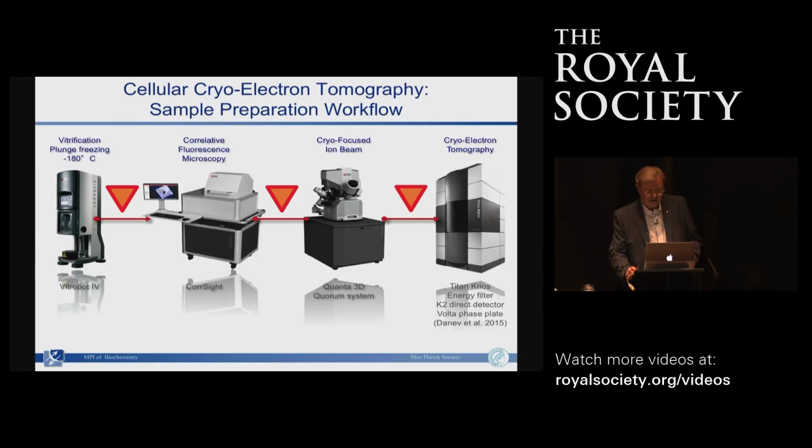So the challenge is now, of course, to hit such an aggregate in tomography, and that requires a relatively complex workflow, which is not as well integrated yet as it should be eventually. So first step is always vitrification. The second step is correlative fluorescence microscopy. We use that to identify the feature of interest, to determine its coordinates such that we can transfer the coordinates to the cryo-focused ion beam and cut a lamella that includes the aggregate.